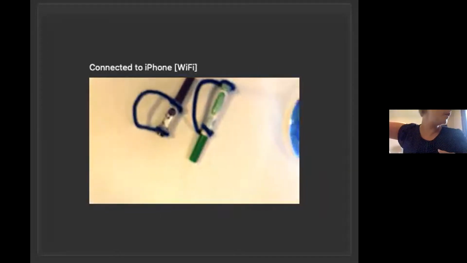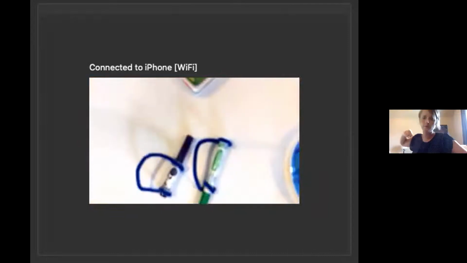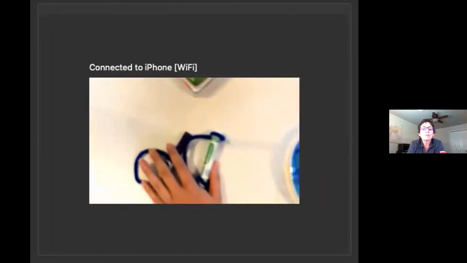I still feel like I'm going to wipe this off. I feel like it's maybe dirty. Is that any clearer? It's about the same. I don't know what that's about.